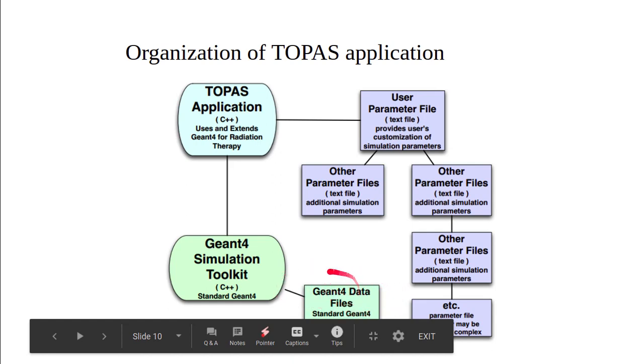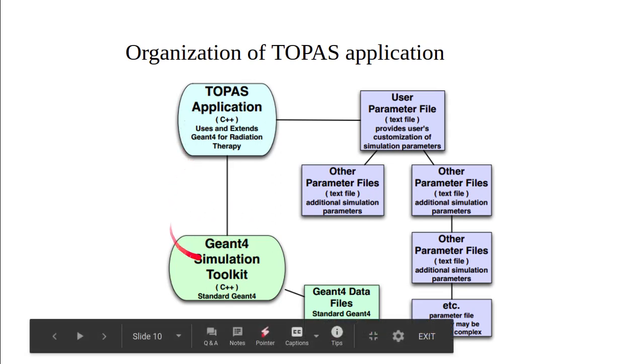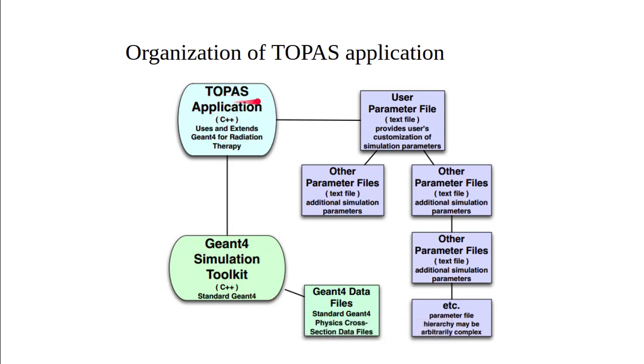So when we install TOPAS, we use these data files. These data files are attached with the TOPAS application, and then the simulation is performed. These data files include the standard Geant4 physics cross-section data files, and the TOPAS application is, as I mentioned before, built on Geant4, so you don't have to separately install the Geant4 software toolkit. It is already included in the TOPAS application.